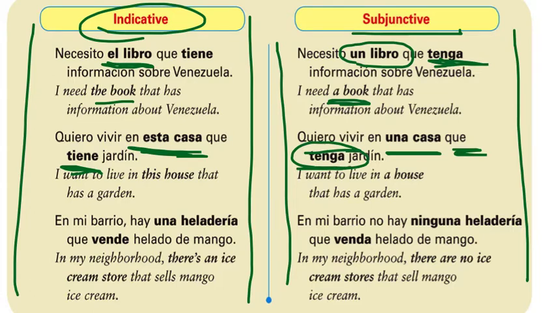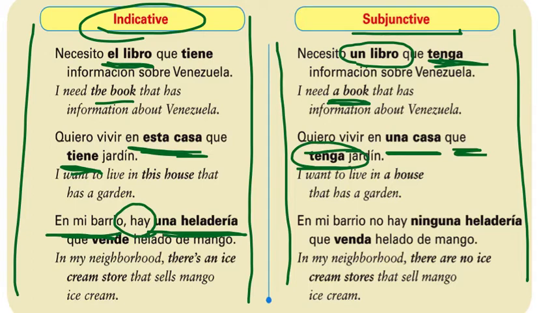Then finally, en mi barrio hay una heladería que vende helado de mango. There is, you see that word right there? There is an ice cream store that sells mango ice cream. Isn't that delicious, mango ice cream? Wow. But that exists. It clearly exists because she's saying there is one.